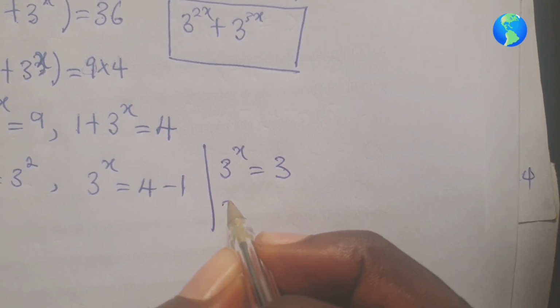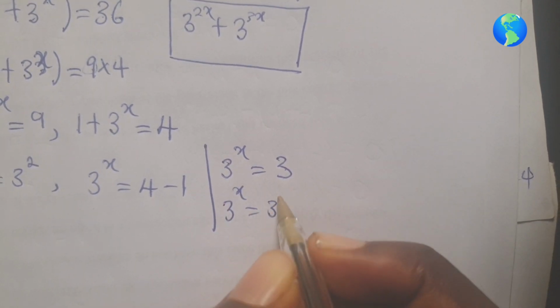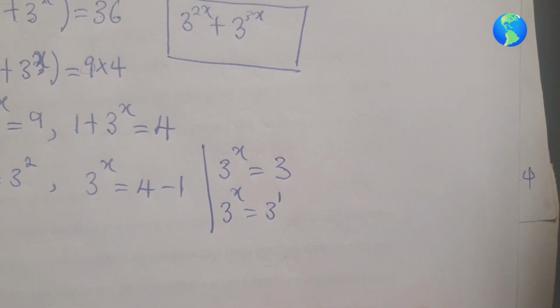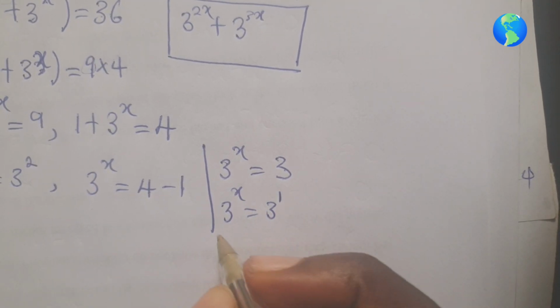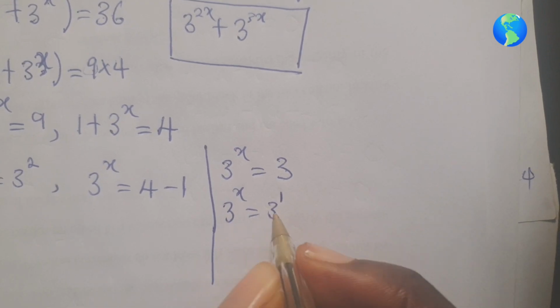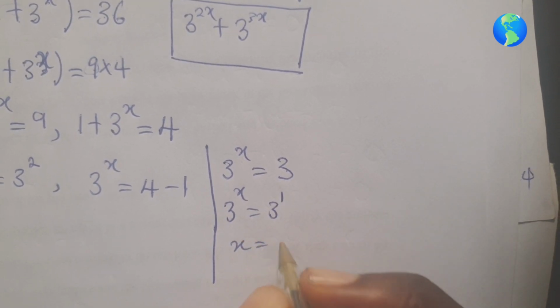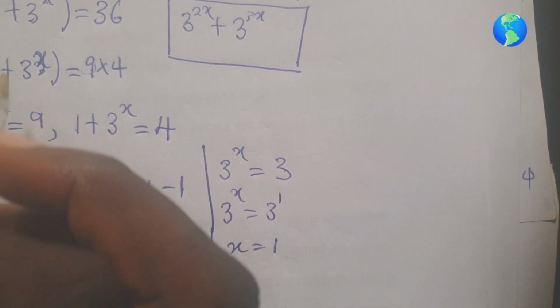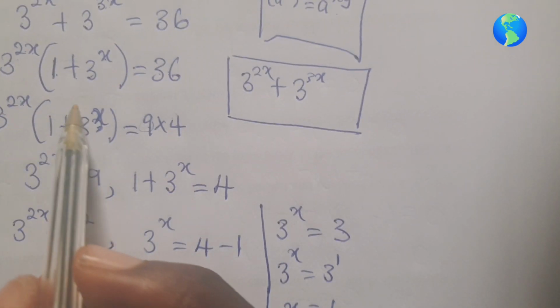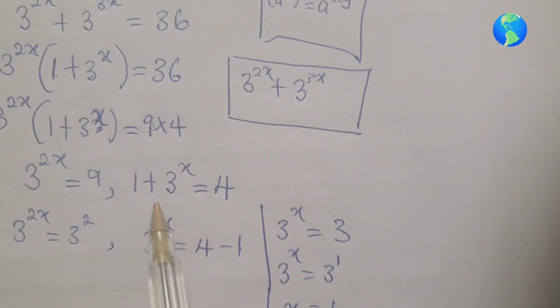Now, 3 power x equals to 3. I can put the power 1 because 3 raised to power 1 is still 3, right? So I can just conclude here. We have the same basis. It implies I will equate the power. So x is equals to 1. That's based on this particular bracket here, right? The situation here and also what I got here.